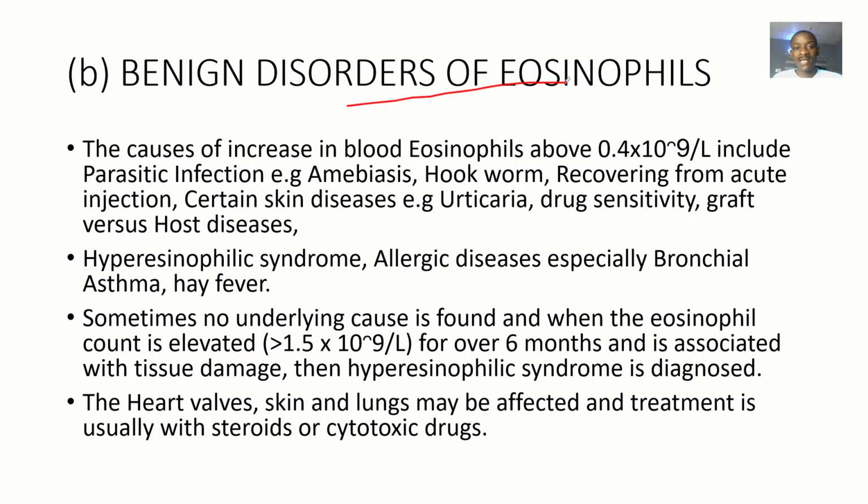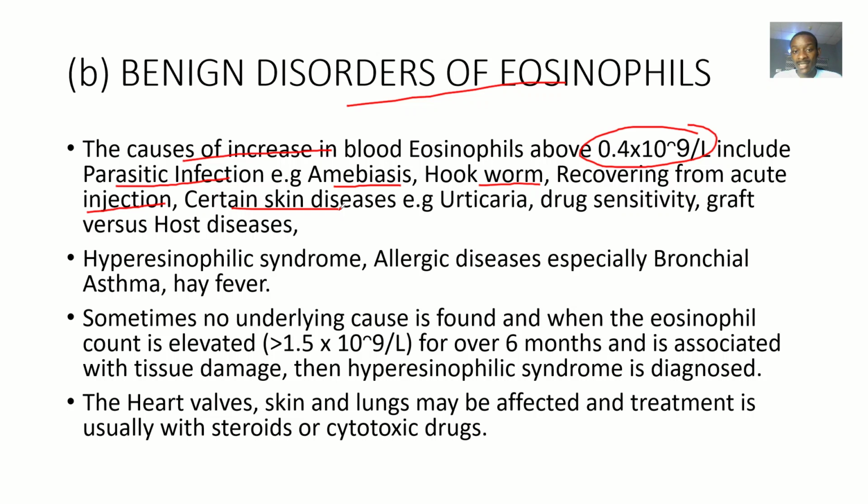We're talking about benign disorders of eosinophils right now. We said that these benign disorders of eosinophils are basically causes of increase in blood eosinophils. And that is when the eosinophils are going above 0.4 times 10 raised to power 9 per liter. So if you're having 0.4 times 10 raised to power 9 eosinophils per liter, then you know that you're having a benign disorder of eosinophils. And causes can include parasitic infections like amoebiasis, hookworm, and also when you are recovering from acute infection.